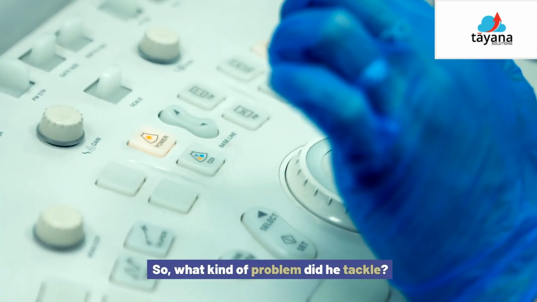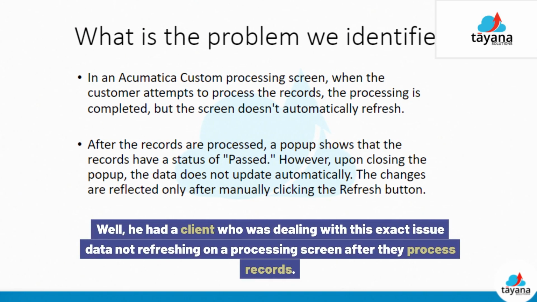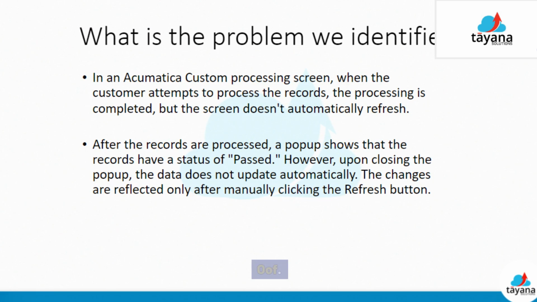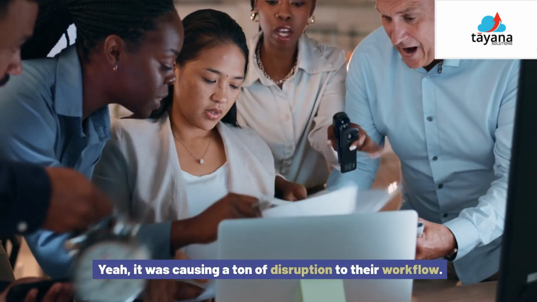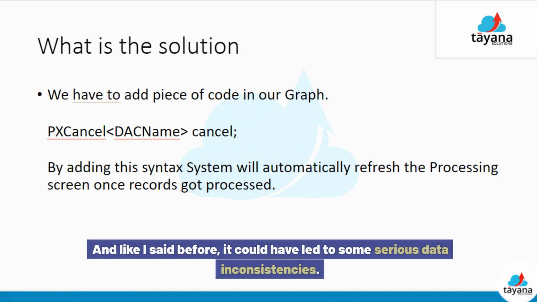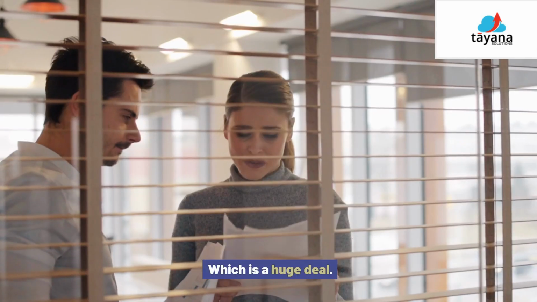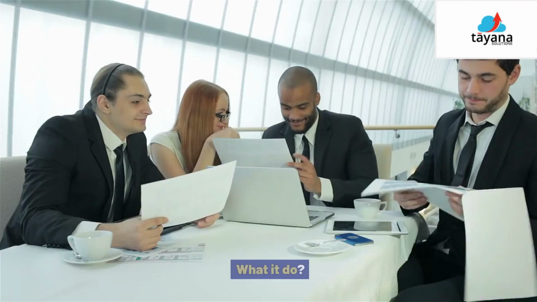So what kind of problem did he tackle? Well, he had a client who was dealing with this exact issue: data not refreshing on a processing screen after they process records. That's a bad one. Yeah, it was causing a ton of disruption to their workflow. And like I said before, it could have led to some serious data inconsistencies. Right, which is a huge deal. Exactly. So I'm sure you're wondering, what was Giri's solution?